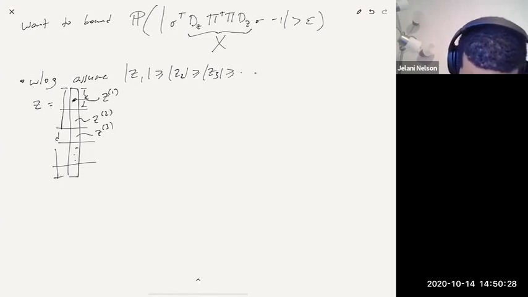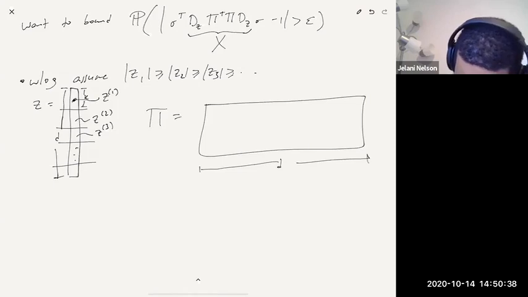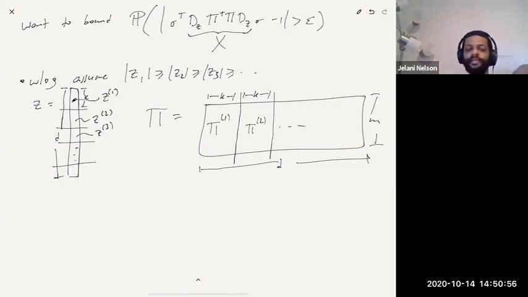And similarly, if I look at pi, it's some matrix. It has D columns and some number of rows. And what I'm going to do is look at the first K columns, the next K columns. So this has K columns here, this has K columns here. And I'm going to call this pi 1, and this pi 2, etc. So I'm just permuting entries and columns to be consistent with this rearranging of Z.